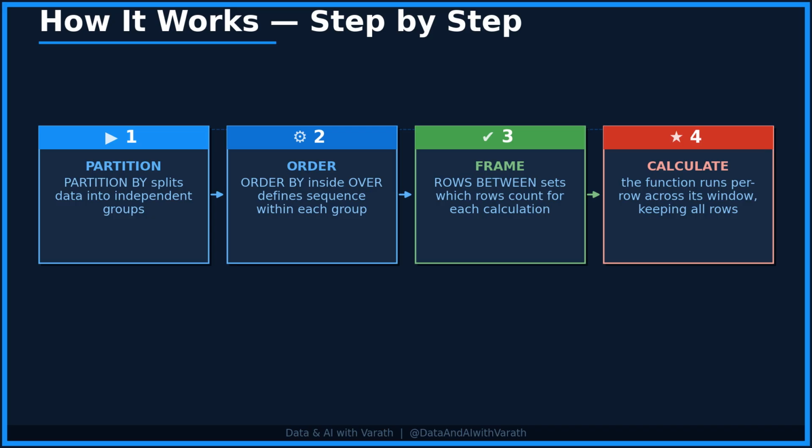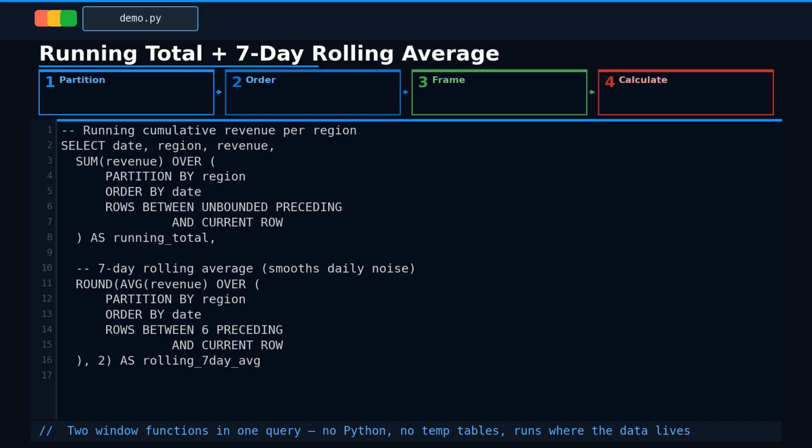That's your running total. Step 4. Calculate. The function runs once per row across its window. The row stays in your result, enriched with the calculated value. That's it. That's the whole model. Let's walk through real code.